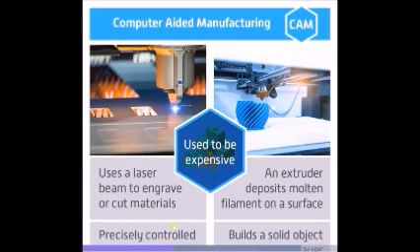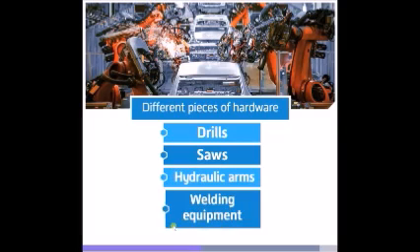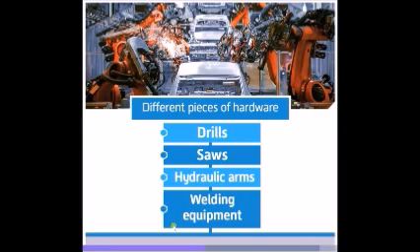At the more expensive end of the scale, robots are used to assemble larger products, such as cars and household appliances. Different robots are assembled with different pieces of hardware, including drills, saws, hydraulic arms, and welding equipment. Again, each of these components is precisely controlled using a computer chip.